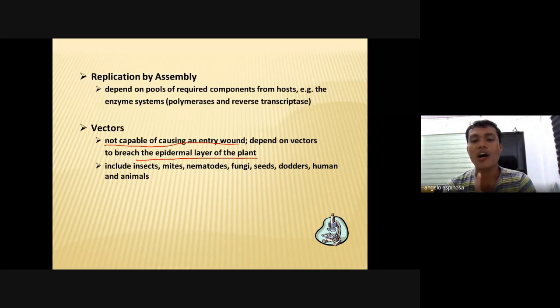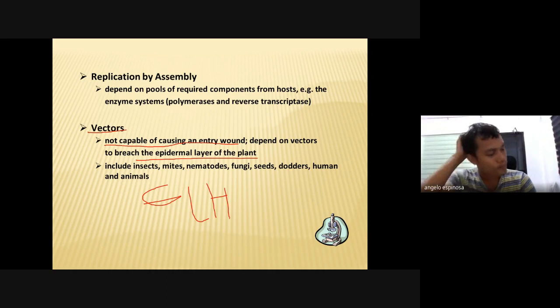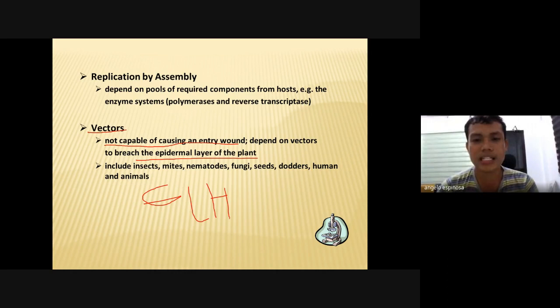So example of the most popular vectors, that is carrier or the one that transmitting virus, is what we call Nephotettix virescens or the green leaf hopper, which is commonly known as one of the insects na nagta-transmit talaga siya ng virus. Okay, but there are a lot of orders actually, but this one specifically, this insect is the one that transmitting virus. Example dun is yung tungro virus of rice, no?